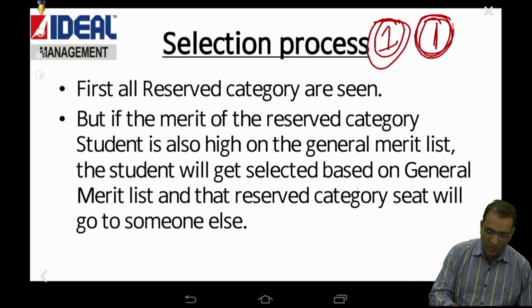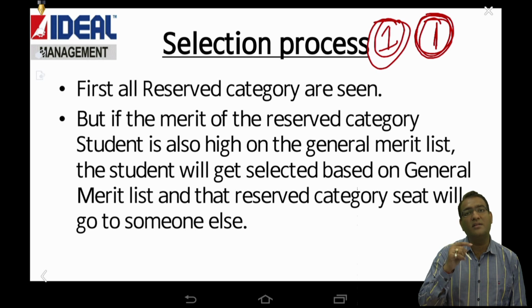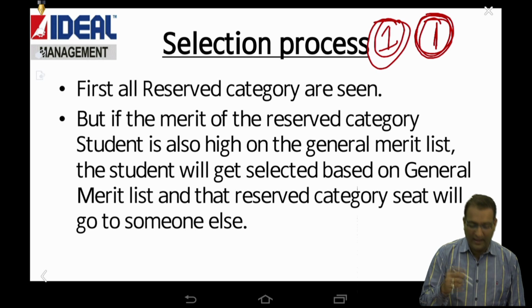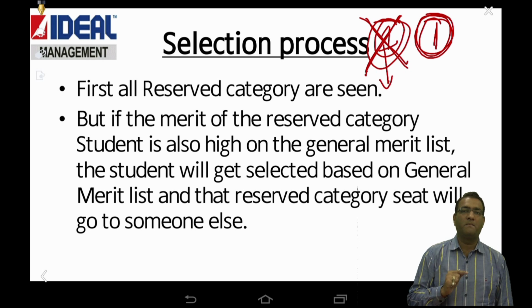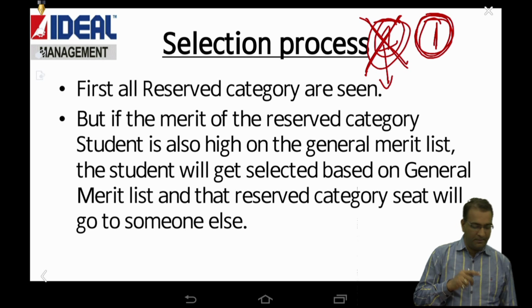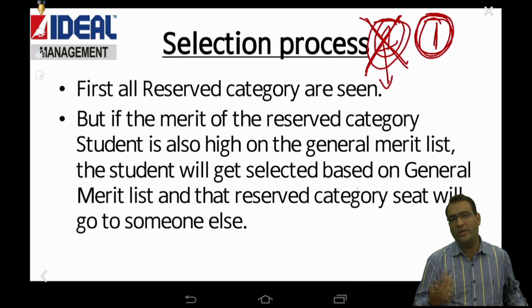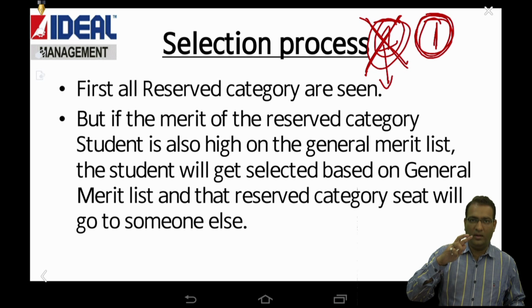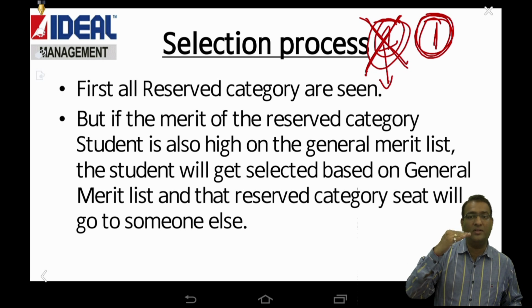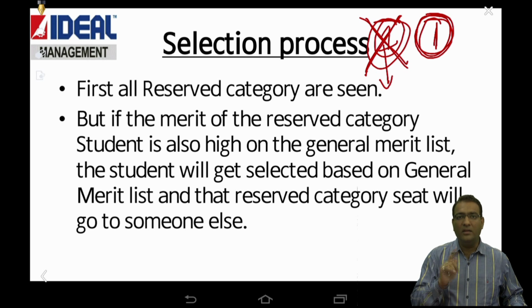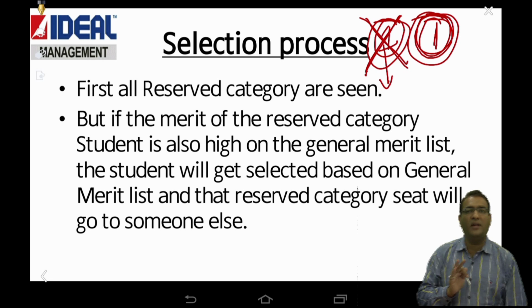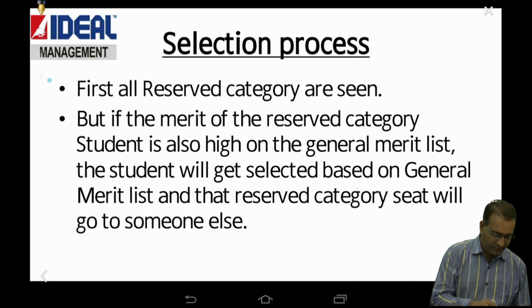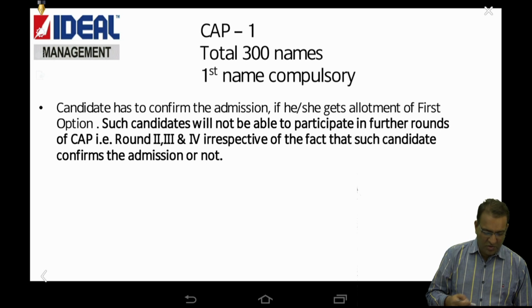He will get into the general merit list because his general merit rank is higher, and this reserved category seat will become useless. That means this seat will go to the rank below this person. It's a disadvantage to people who are from the general category, but that's how it is. So if a person gets a higher rank than his reserve category, his higher rank will be considered in the general category. So he gets into the general category. Remember this. It won't be of much use, don't worry.